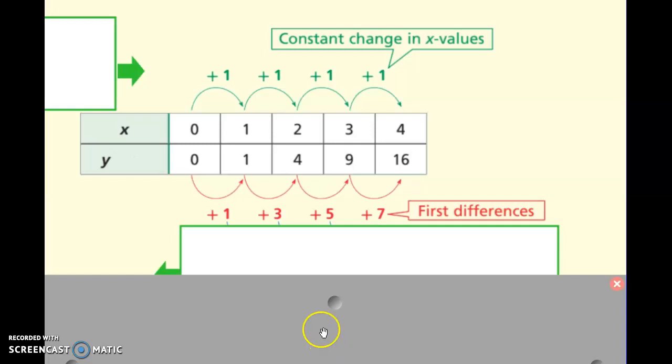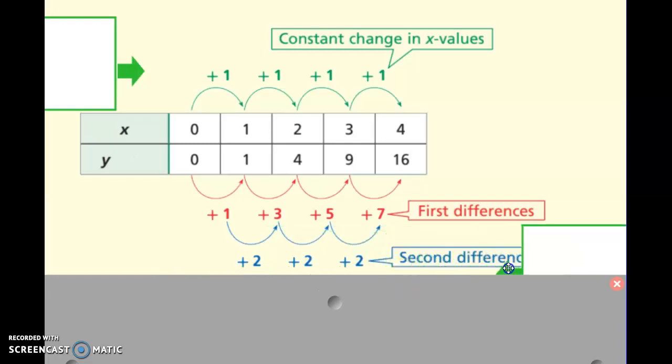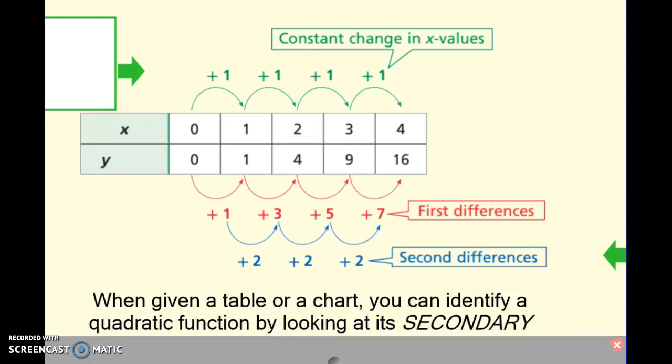However, if there is a consistent change in the second differences, then we can say that this is a quadratic equation. So we do the first difference, take the second difference, and if the second difference is consistent, we know that it's quadratic.